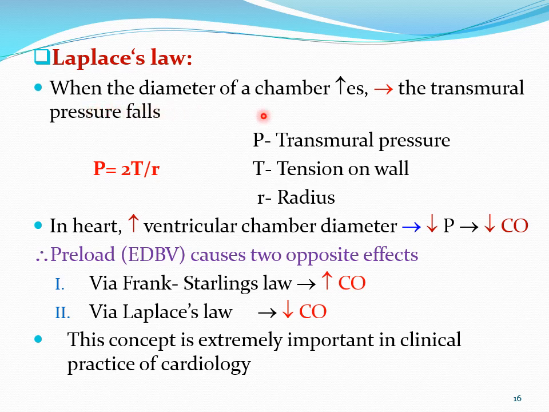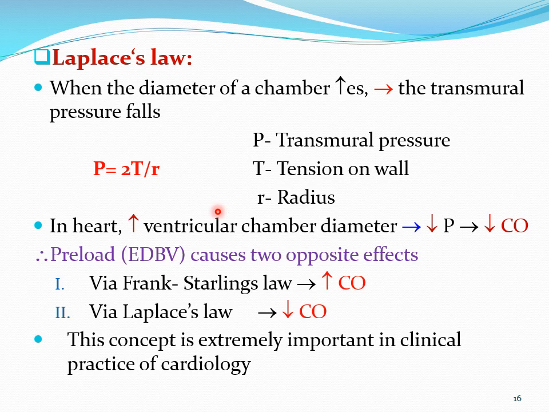When the diameter of any chamber increases, the transmural pressure falls. Okay, that is the Laplace's law. P is equal to 2T by R. Here the transmural pressure is directly proportional to 2T, the tension on the wall, and inversely proportional to the radius. So we can say that if the radius or diameter increases, there is a fall in transmural pressure. That is what Laplace's law says.